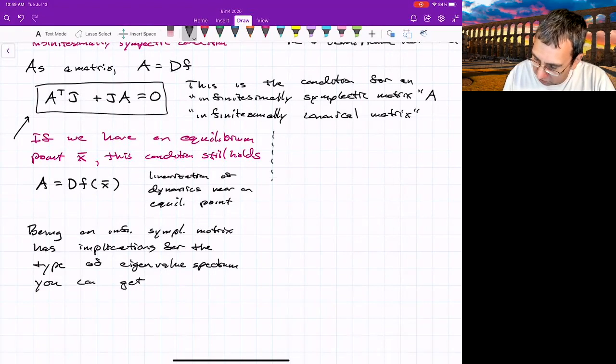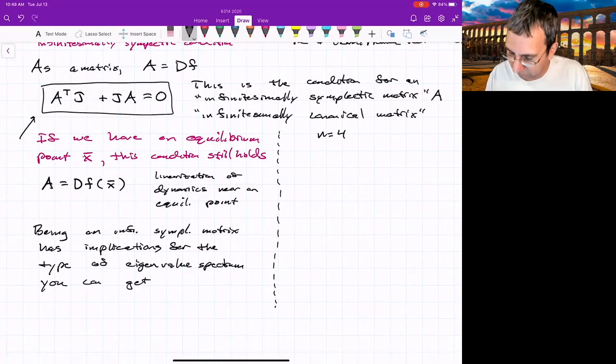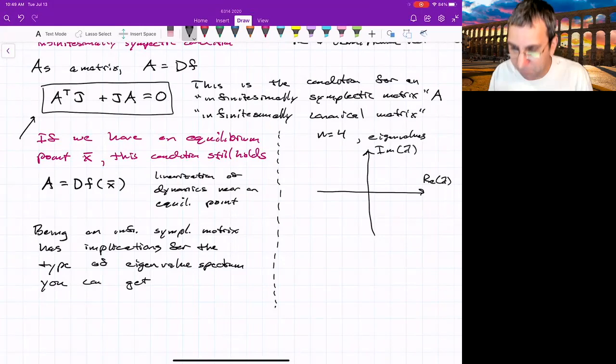And let me just show over here. Suppose n equals 4, then what are the eigenvalues? Here's a possibility for the eigenvalues. We usually write the real and the imaginary, so we're looking at the complex plane. I'll write the eigenvalue as an x.